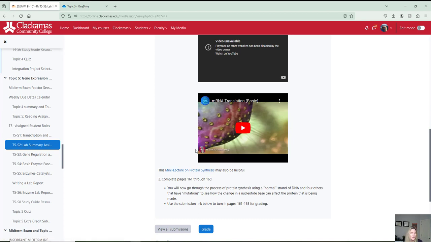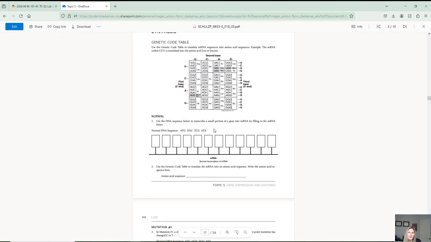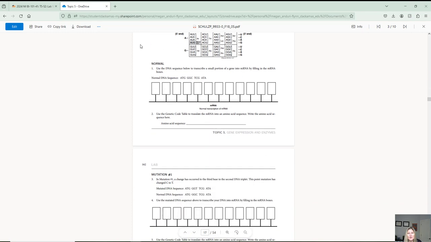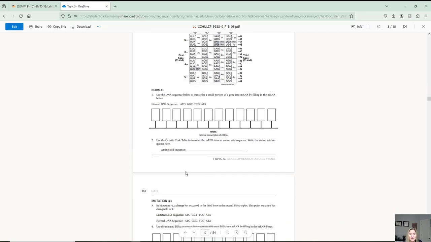Okay, so once you've understood the process, then you're going to complete pages 61 through 65. In this case, you're starting with a DNA strand, and you're going to transcribe it onto mRNA. And then you're going to take that mRNA strand and translate it into an amino acid sequence using the genetic code. Okay, so we'll start out with just the normal sequence.